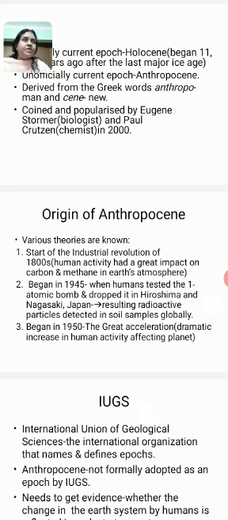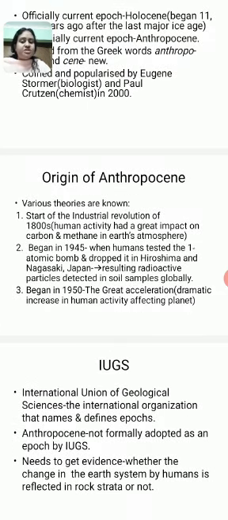So these are the three major theories known behind the origin of Anthropocene. Now there is a body called IUGS. What is IUGS? Its full form is International Union of Geological Sciences, the international organization that names and defines epochs. Various epochs are named as well as explained by this body, and Anthropocene is not formally adopted as an epoch by IUGS.